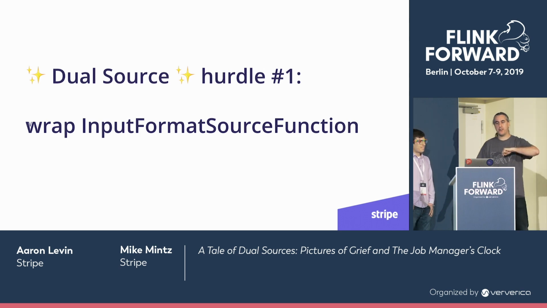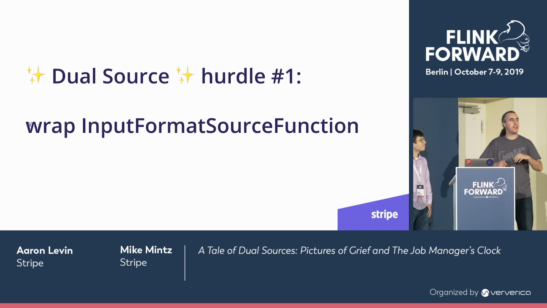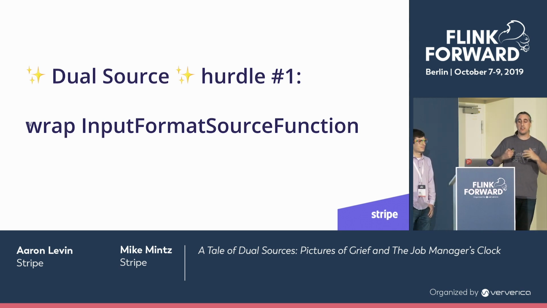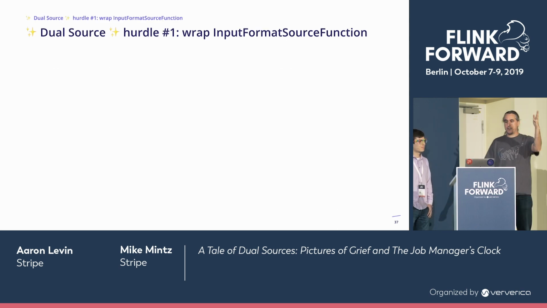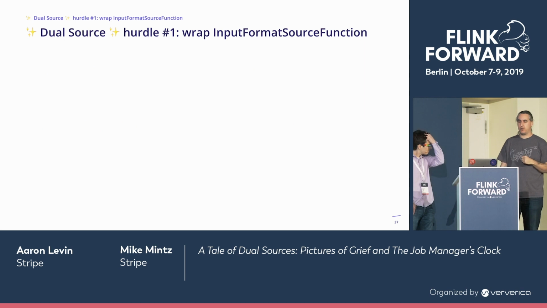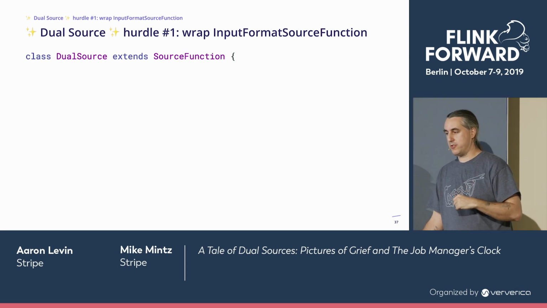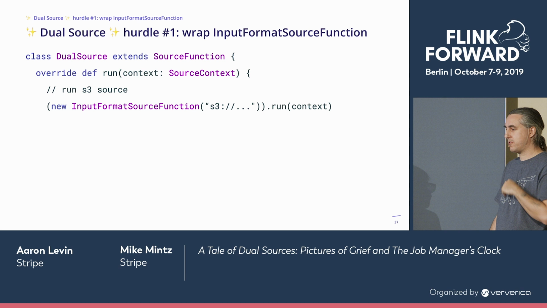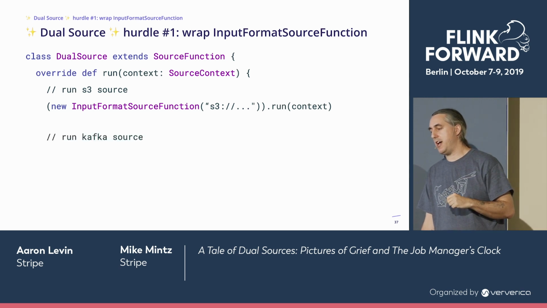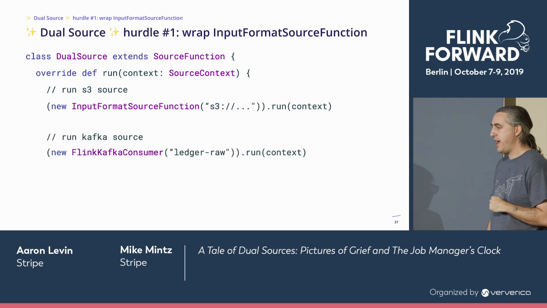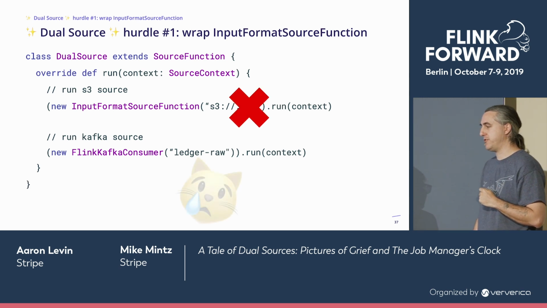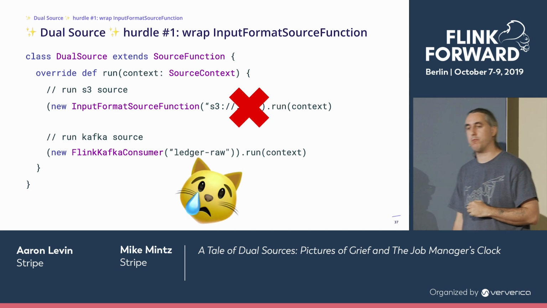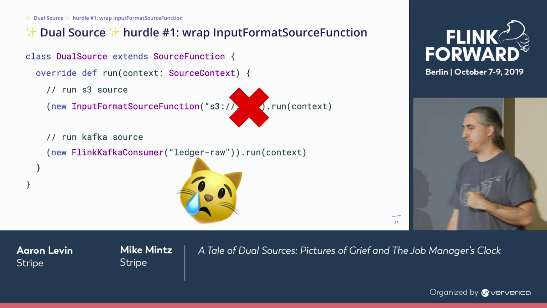The first hurdle we encountered had to do with trying to wrap the underlying S3 source itself, which is an input format source function. So here's a sketch of our first attempt at writing the dual source, which just wrapped the S3 source and the Kafka source. In its run method, we run the S3 source to completion, and then we run the Kafka source. And if this actually worked, this would get us pretty close to a functioning dual source, but as you can probably imagine, there was a problem, and the problem was in the S3 source, the input format source function.